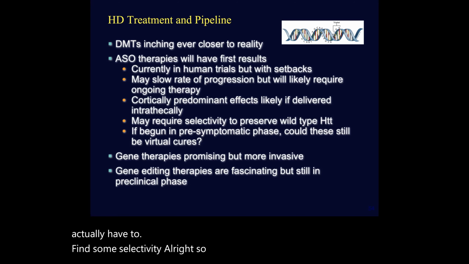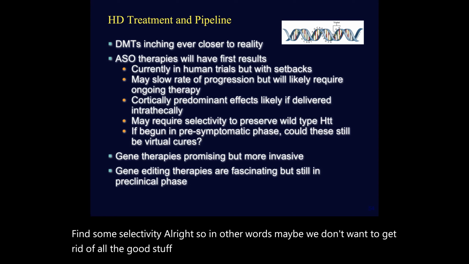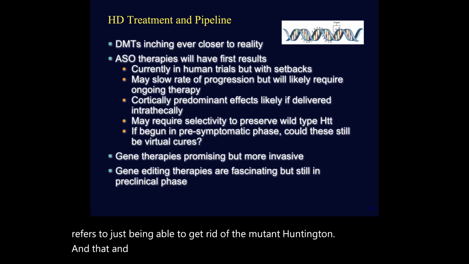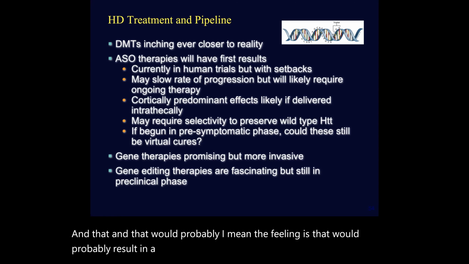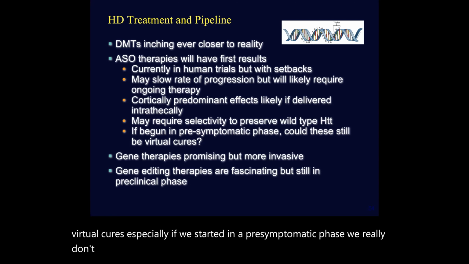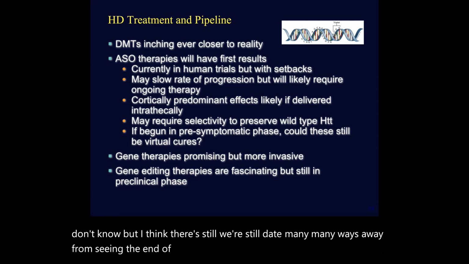So in other words, maybe we don't want to get rid of all the good stuff too, the good Huntingtin protein. So selectivity refers to just being able to get rid of the mutant Huntingtin. And the feeling is that would probably result in a better effect. And whether or not these could still be virtual cures, especially if we started in a pre-symptomatic phase, we really don't know. But I think we're still many ways away from seeing the end of antisense oligonucleotide therapies.